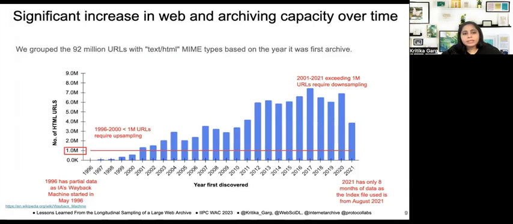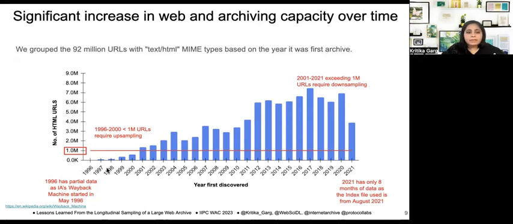We grouped the 92 million URLs with text/html MIME types based on the year it was first archived. The graph here shows what we all know, that there's been a significant increase in web and archiving capacity over time. We have a larger web now compared to the 90s, and IA is doing a good job of archiving it. We see an increased number of HTML URLs archived over the years.